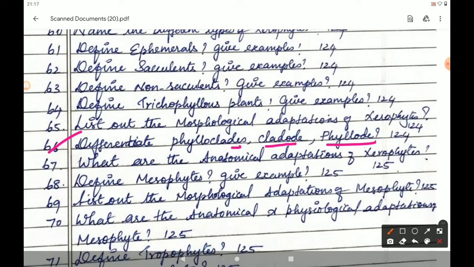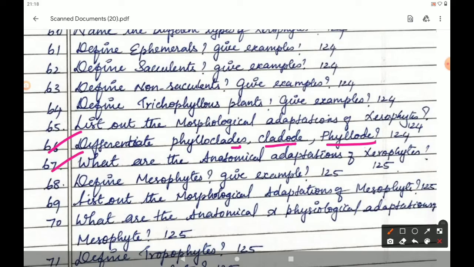In some xerophytes, all the internodes are modified. Internodes in the stem modified into a fleshy leaf-like structure are called phylloclade. Example, Opuntia. And next is cladode. In some others, single or occasionally two internodes are modified into a fleshy green structure, this is called cladode. Example, Asparagus. In some xerophytes, the petiole is modified into a fleshy leaf-like structure called phyllode. Example, Acacia melanoxylon.